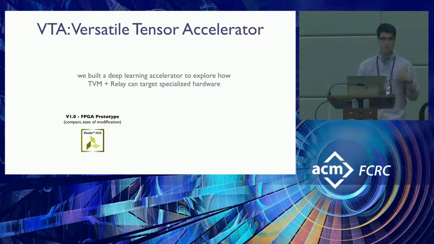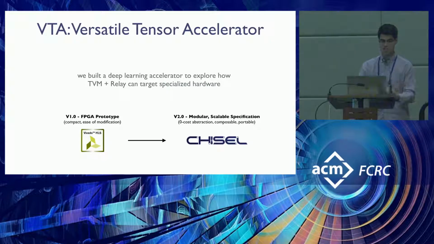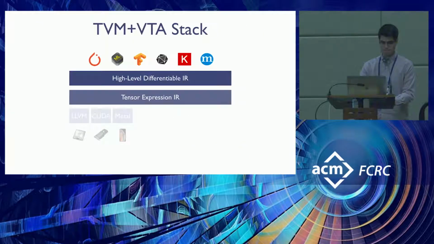And so we started with an initial version, which has been specified in Vivado HLS to target Xilinx FPGAs. This was our version 1. It's easy to prototype hardware on FPGAs with HLS. But actually, we're shifting over to Chisel, which is going to be our long-term design that is more modular, more scalable, composable, and portable. And we're very excited about this. Our colleague here, Luis Vega, has done heroic work redesigning Vita from the ground up in Chisel. So this is super exciting.